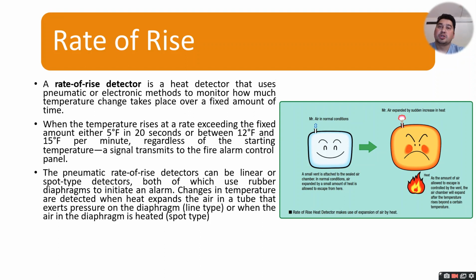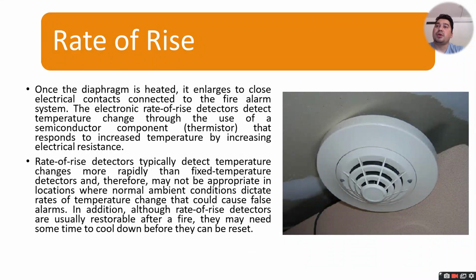spot type. So rate of rise heat detectors work if you have set that for a certain time, that much temperature should rise. But you have set that in 20 seconds the temperature should rise only 5 Fahrenheit, but within 20 seconds it's rising 12 Fahrenheit or 20 Fahrenheit. Then whenever the temperature goes above that within a certain time, the alarm will start to sound. Rate of rise, once the diaphragm is heated, it enlarges to close electrical contacts connected to the fire alarm system.